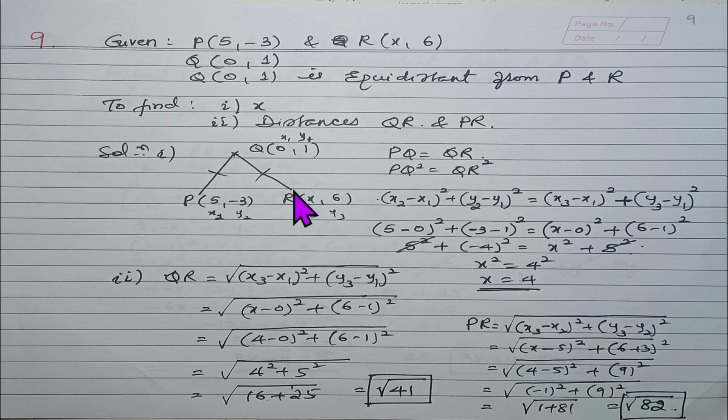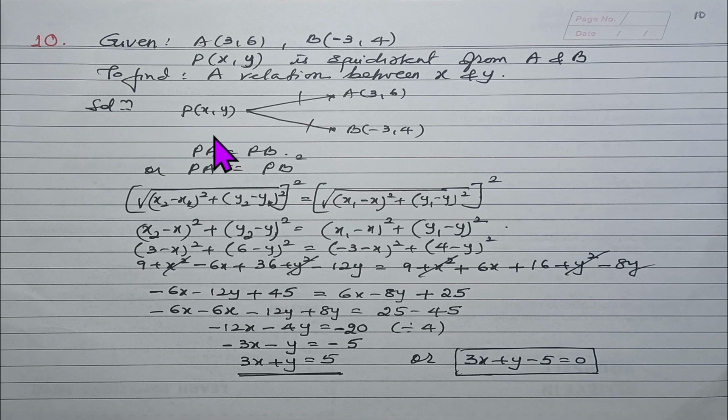Now we have to find out this distance PR. PR is again (x minus 5) whole square plus (6 minus of minus 3, this being 6 plus 3) whole square, but we know x is equal to 4. So (4 minus 5) whole square plus 9 square. 1 square is 1 and 9 square is 81, square root of 1 plus 81 is root of 82. So that is the answer for the distances QR and PR. Remember that.